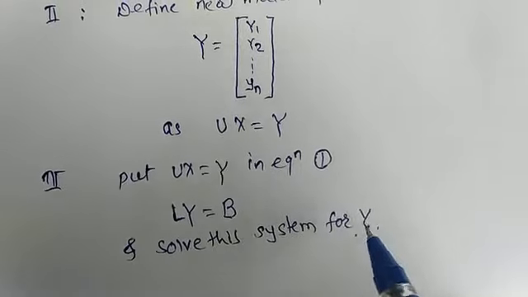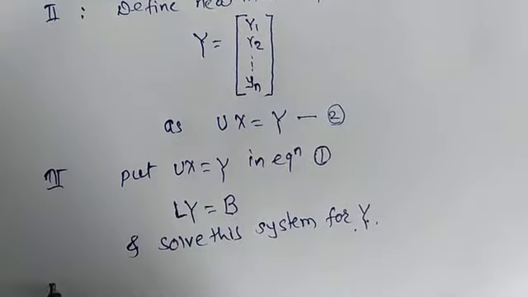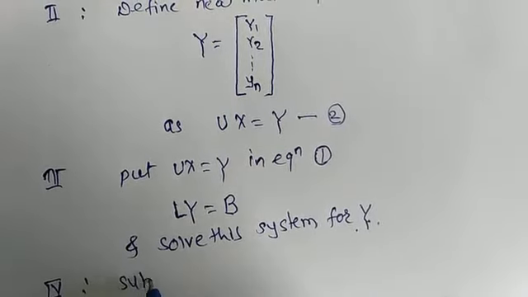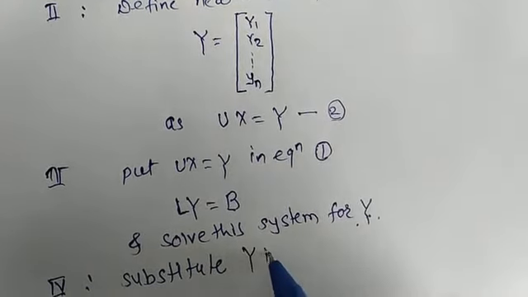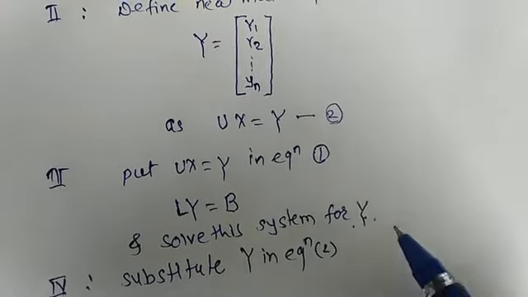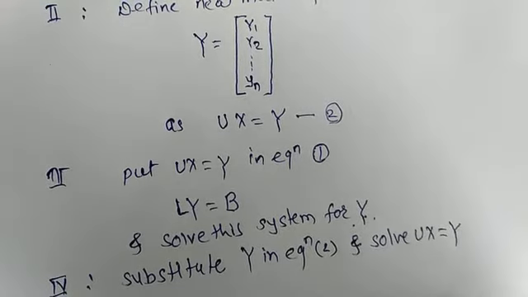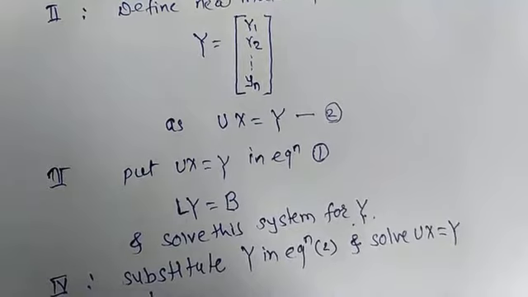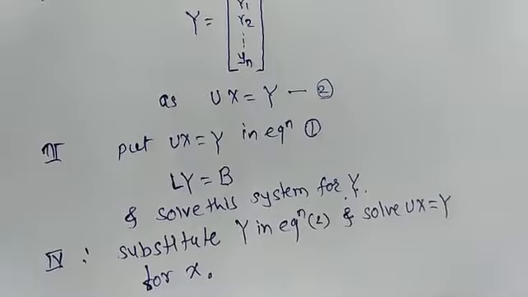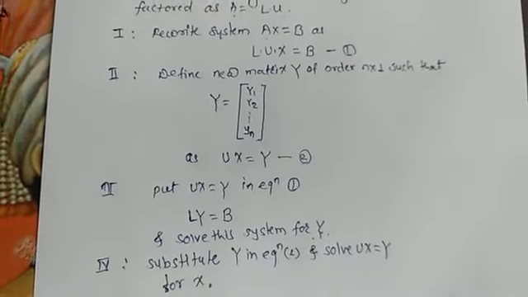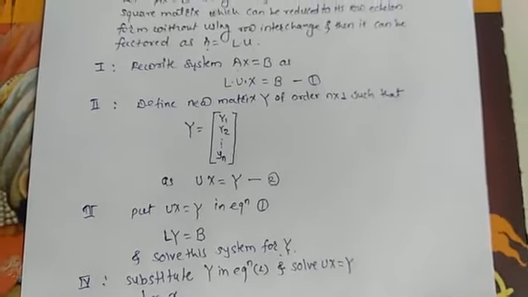After getting the values of Y, we put them in equation 2. In step number 4, substitute Y in equation 2 and solve Ux is equal to Y for x. So this is our procedure for finding a solution of a system by the LU factorization method.